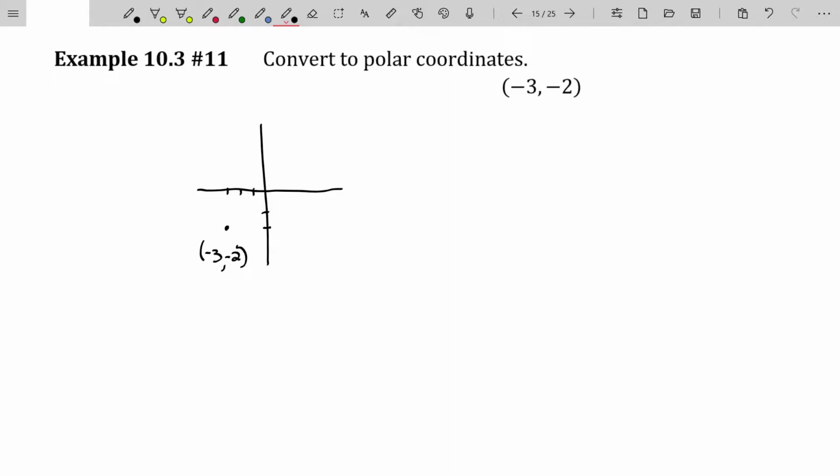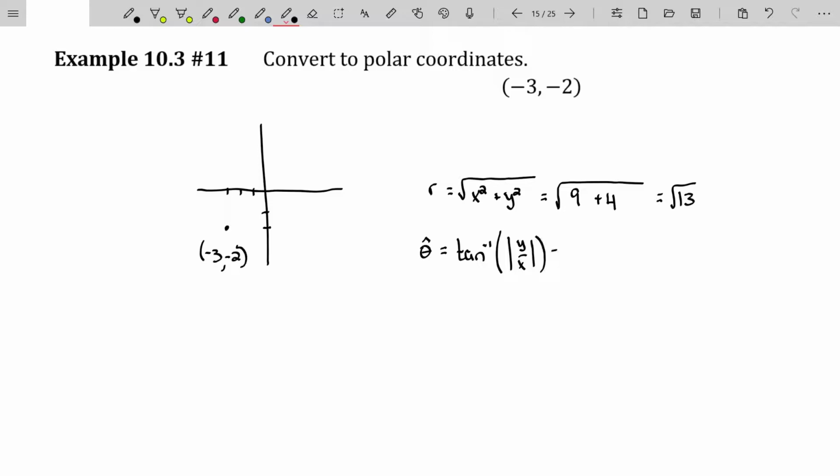I know r is going to be the square root of x squared plus y squared. That's going to be the square root of 9 plus 4, which is equal to root 13. And we also know that theta hat, or the reference angle, is the tangent inverse of the absolute value of y over x, which is the tangent inverse of 2/3. And again, not a special ratio. Generally speaking, you're not going to get them with these types of problems. So tangent inverse of 2/3 is roughly 33.7 degrees.